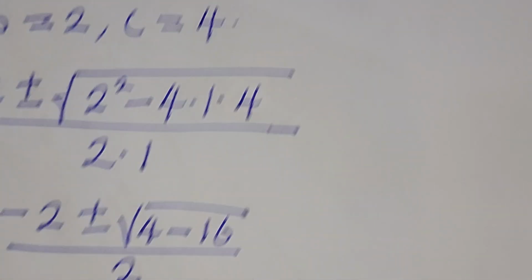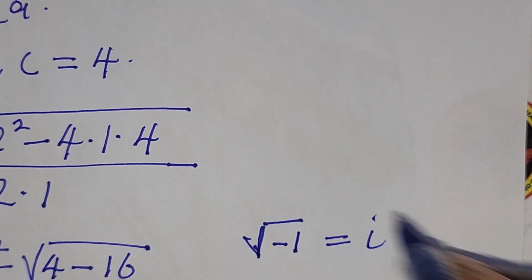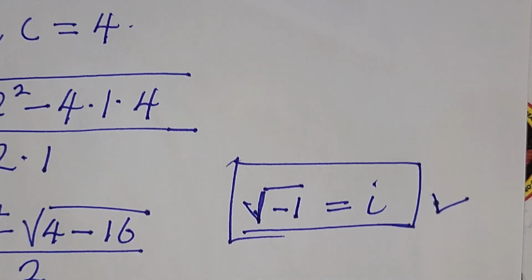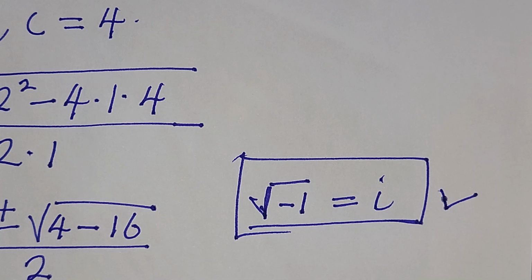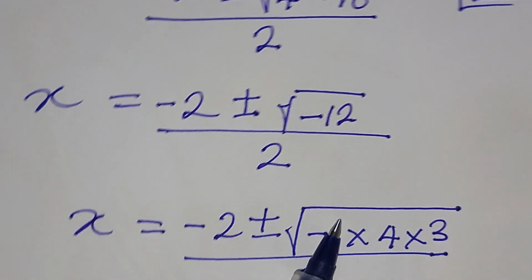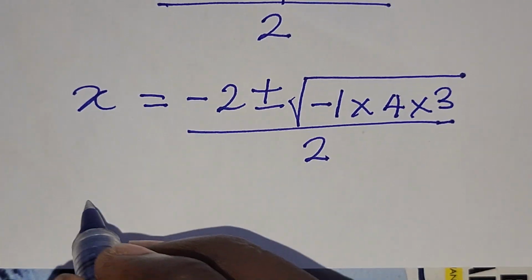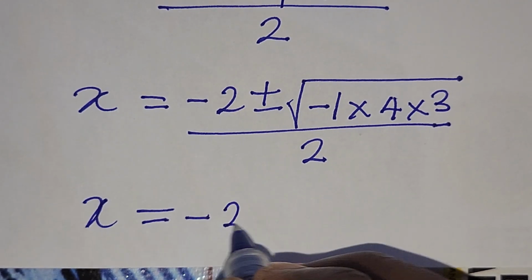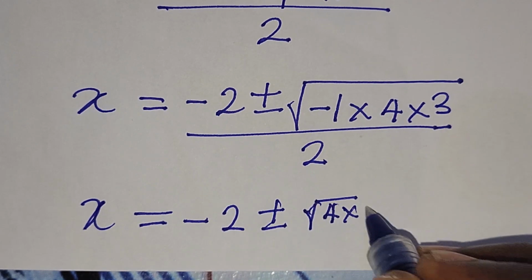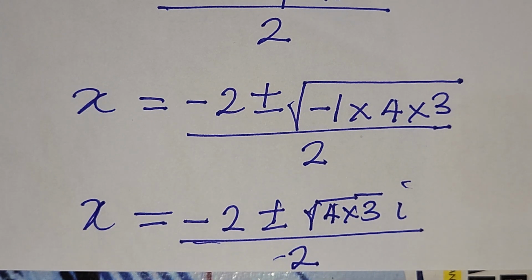So remember that the square root of minus 1 is equal to iota. You remember this also? This is a very special identity, where i is imaginary. So we can represent our minus 1 here with this. So let's continue. This will give us x equal to minus 2 plus or minus the square root of 4 times 3, times iota, all over 2.